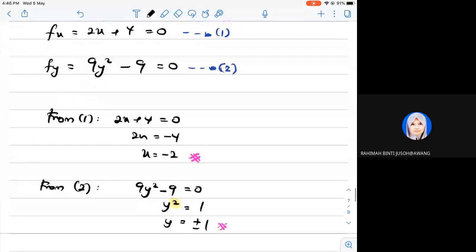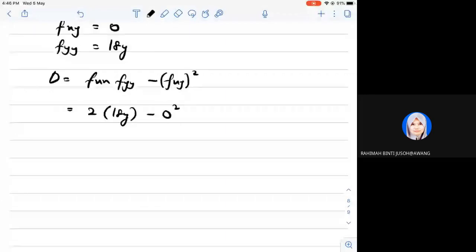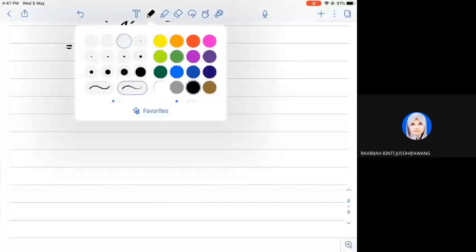Alright. So now D fxx darab fyy minus fxy squared. So we will have 2 darab 18y tolak kosong kuasa 2. So dapatlah 36y. 36. Macam tu. Okay, so now macam biasa build table tu kita nak buat conclusion sekarang ni.